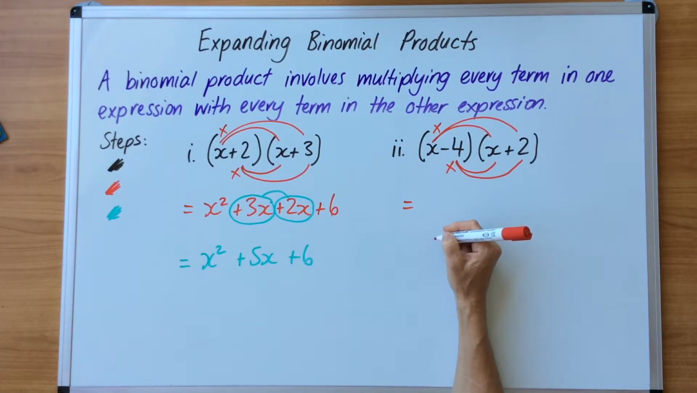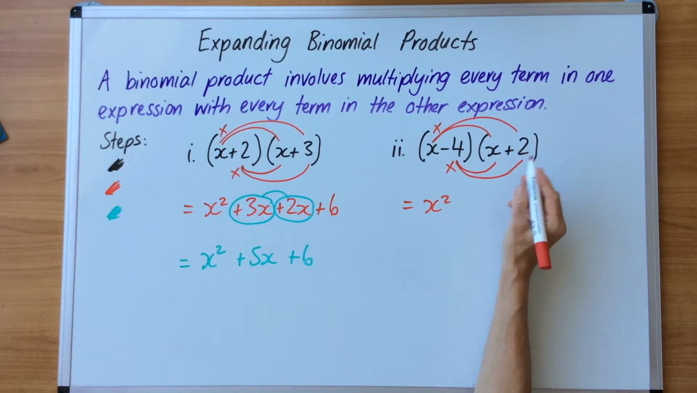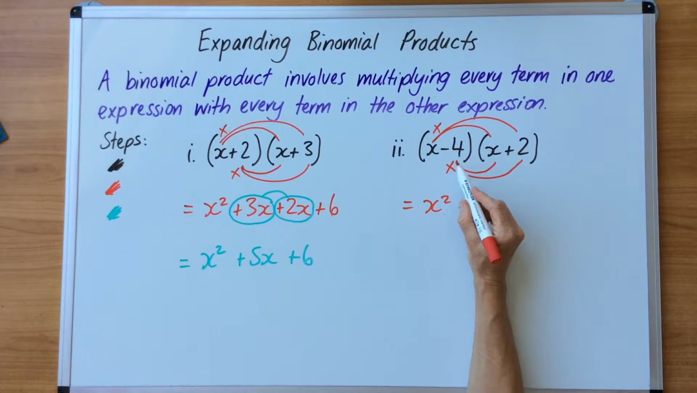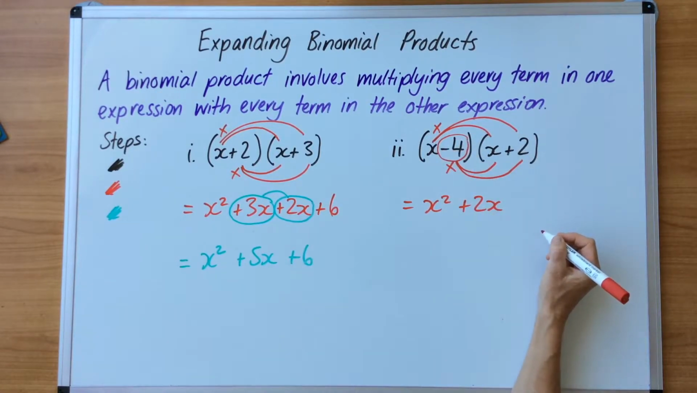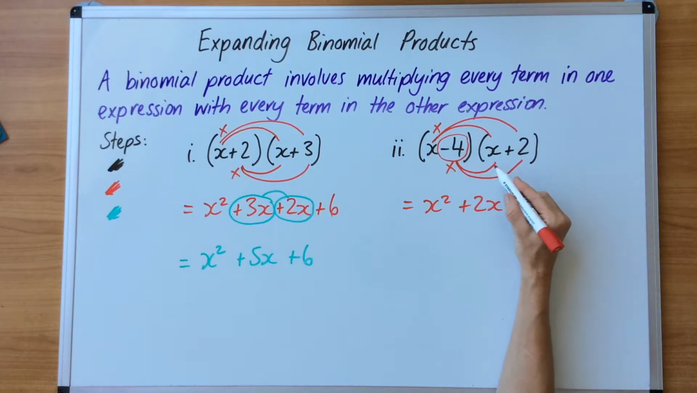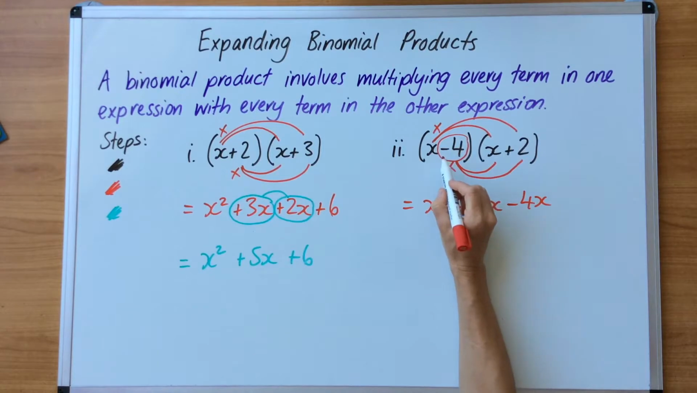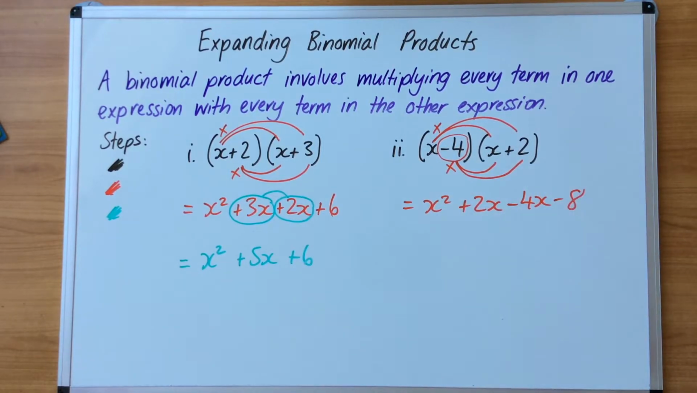Equal sign, and now I'm going to multiply in. X times x is x squared. X times positive 2 is positive 2x. Now I do the second term. Now this is a negative number because this owns the negative symbol. So negative 4 multiplied by x is negative 4x. And negative 4 multiplied by a positive 2 is a negative 8. So now I've multiplied those terms.